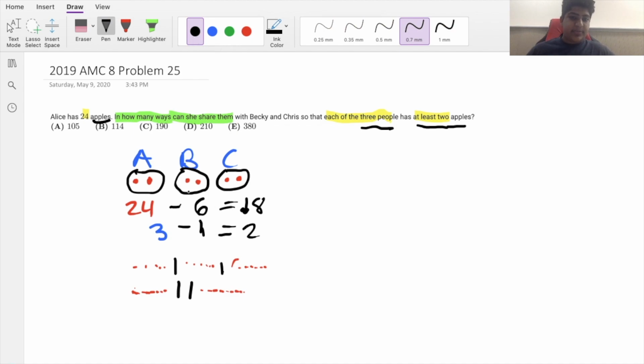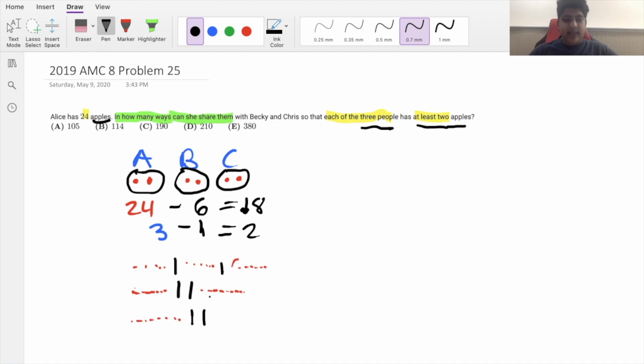We can also exclude 2 people. So let's say both Becky and Chris don't get any apples. Then we can just have an empty partition and an empty partition over here. And Alice just gets all the apples. And this still works because each of them has gotten at least 2 apples. So with that out of the way, we actually have a straightforward way for solving the problem.